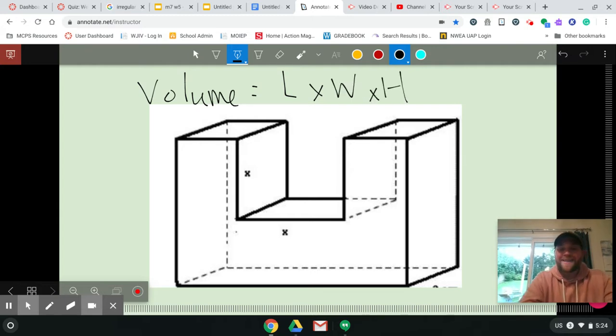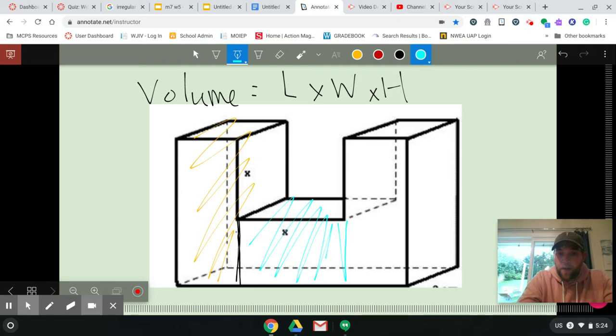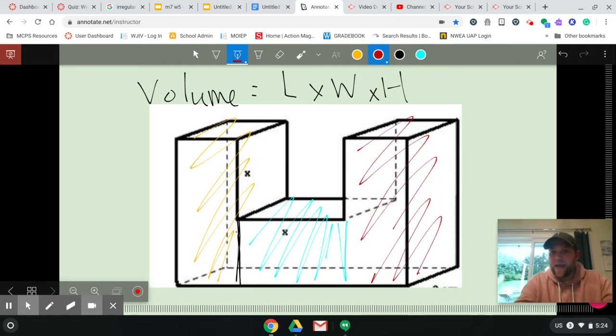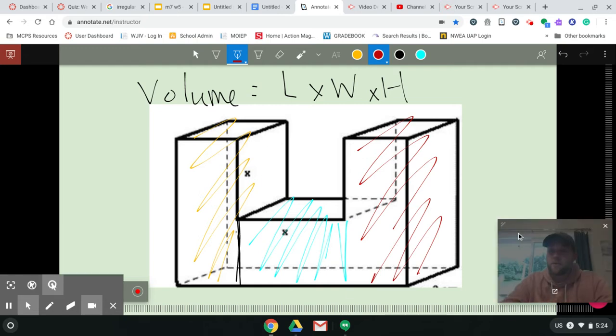What we're going to do is take that three-dimensional prism and break it down into three pieces. We're going to take this big piece, this whole part right here, and figure out that volume. Then we're going to take this middle part and figure out that volume, and then take this side piece and figure out that volume. Then we're going to combine them. That means we're going to add them up.